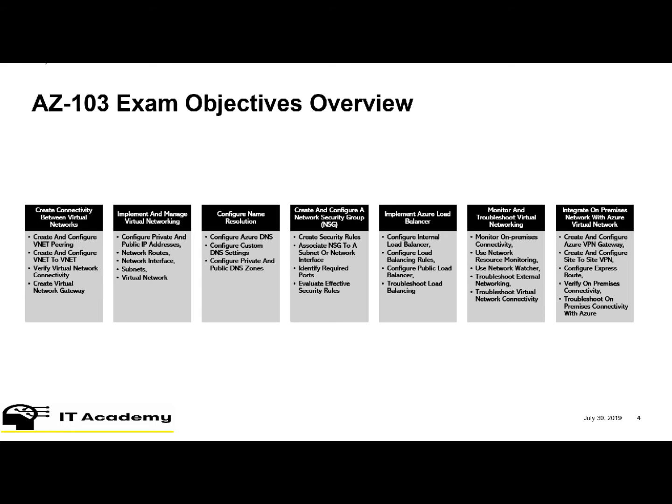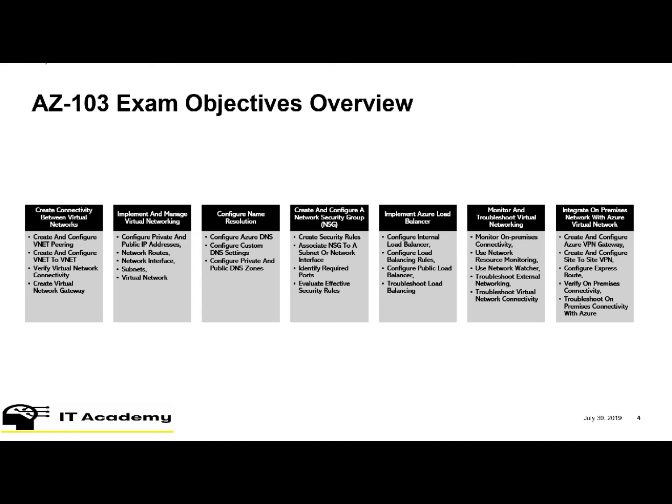We need to be able to create connectivity between virtual networks using VNet peering and VNet-to-VNet VPNs. We also need to be able to differentiate between virtual network gateways and gateway subnets in our virtual networks. We need to be able to implement and manage virtual networks by configuring public and private IP addresses, configuring routing to control where traffic flows between subnets and networks, configuring virtual network interfaces, and being able to break down our virtual networks into multiple subnets to structure and organize our network more efficiently.